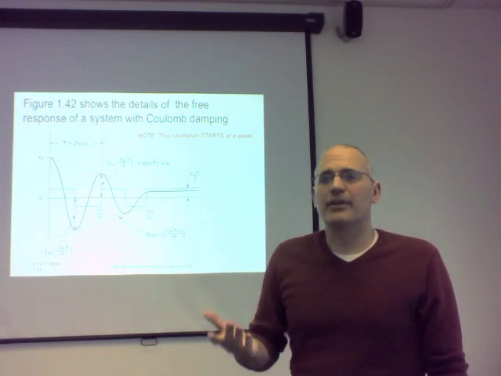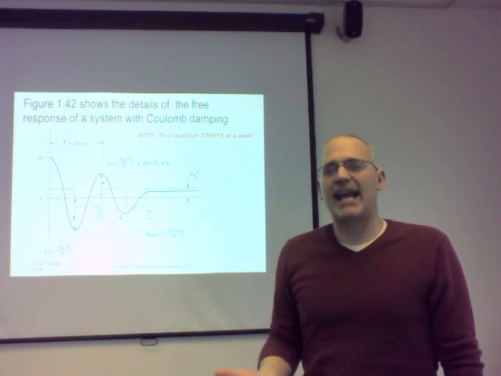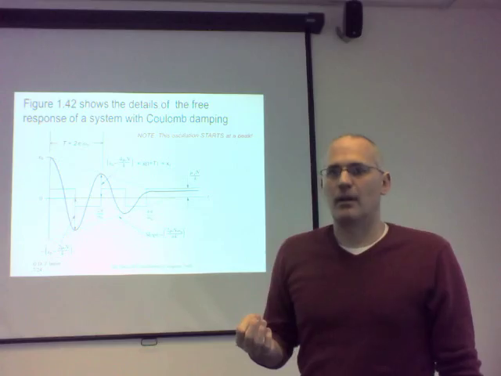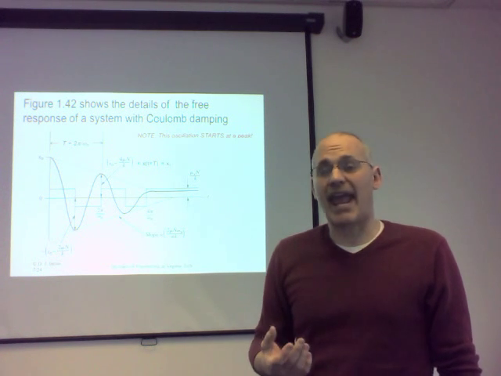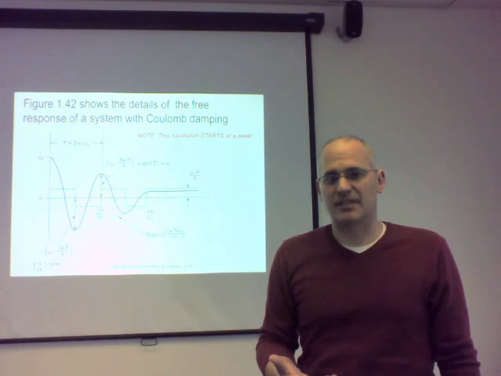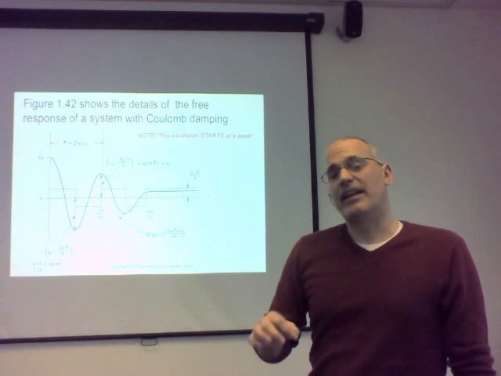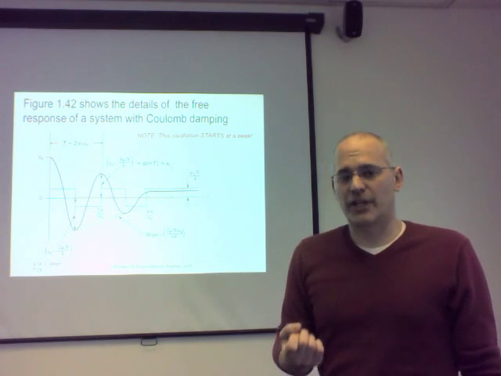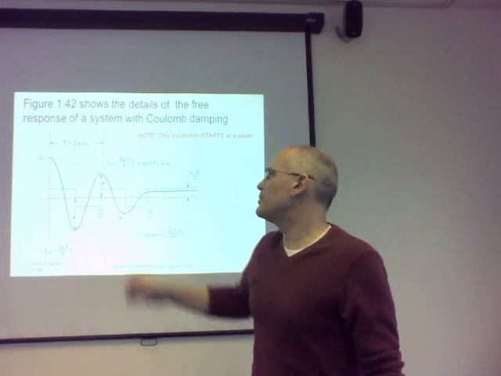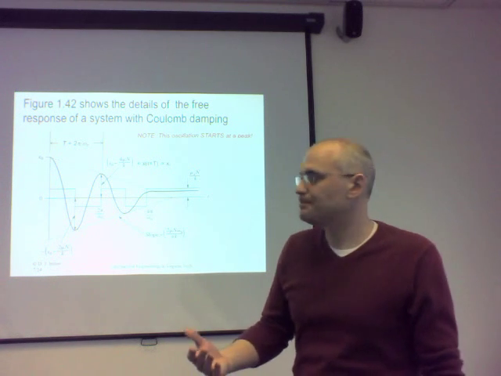What is the period of this oscillation? Well, we remember back before we had damping, the period of an undamped system was 2 pi over omega n. When we had damped vibration, an underdamped system, we had T equal to 2 pi over omega d. Now we have Coulomb friction, Coulomb damping. Now our period between oscillations is going to be 2 pi over omega n again.